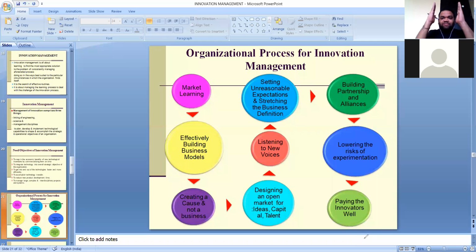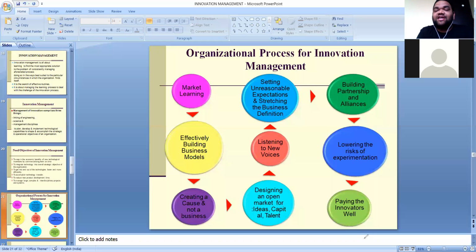After building an effective business model. Yes, business models are many, but for any business model, these are the supportive points for building it. After building a business model based on the market learning, the third step is a very important one: creating a cause, not a business. You have to remember this point very clearly.